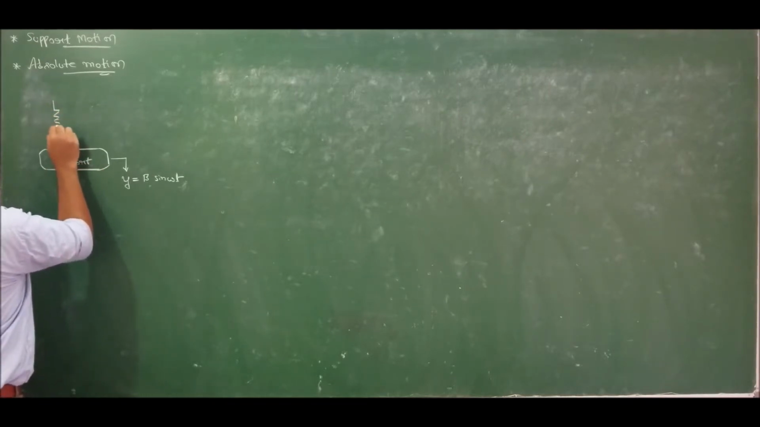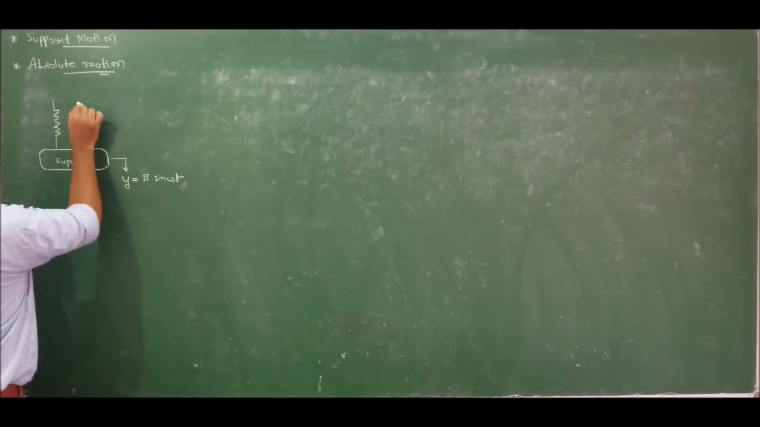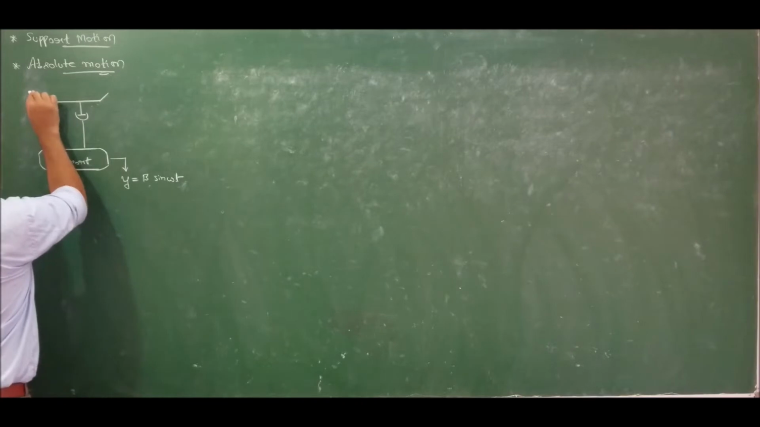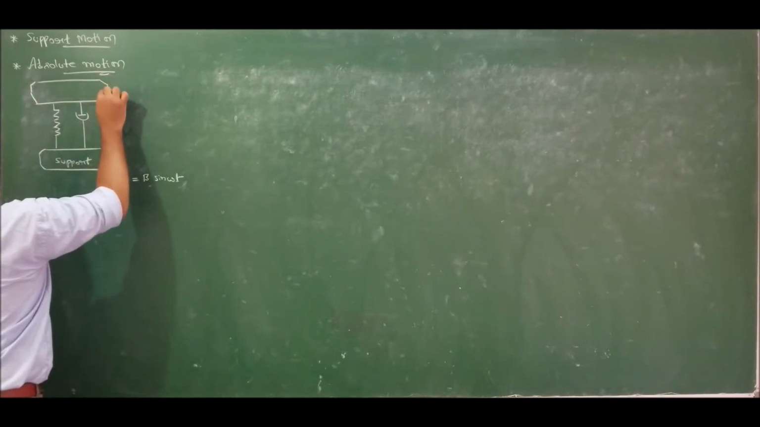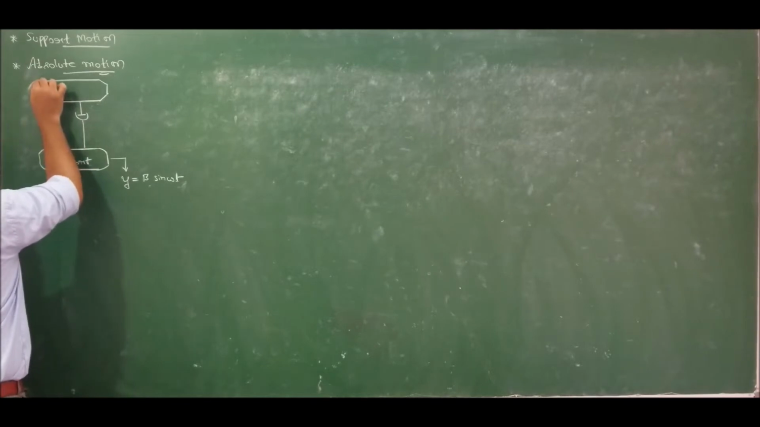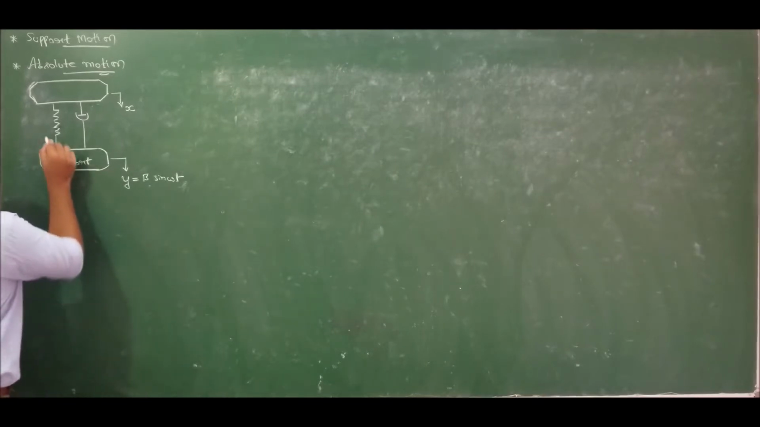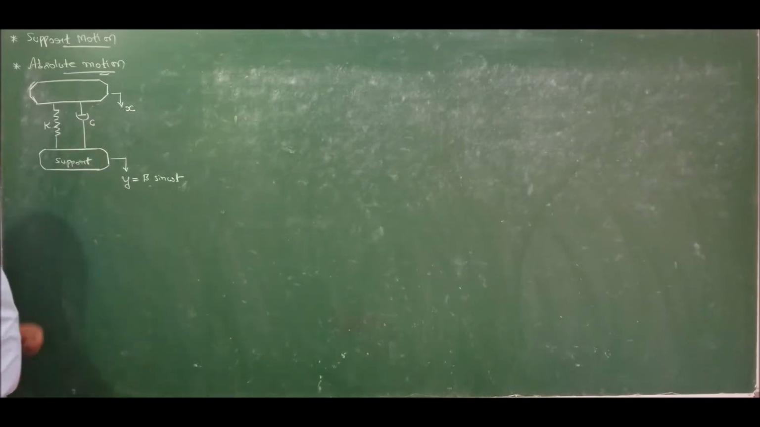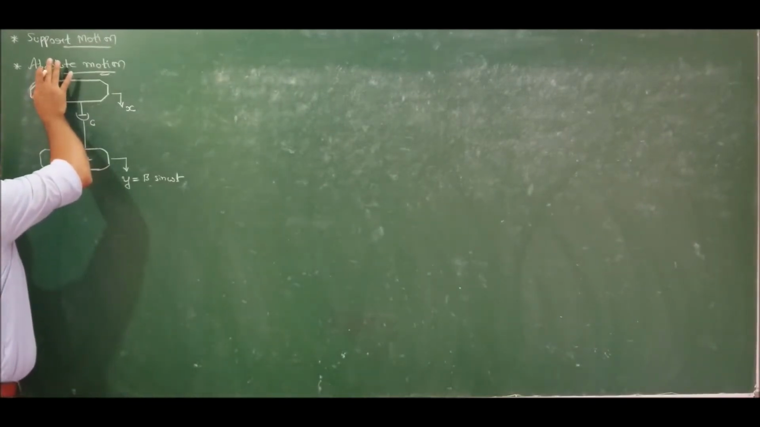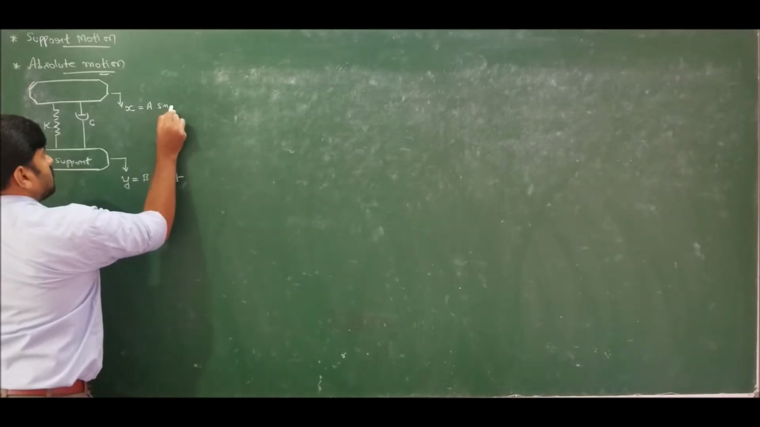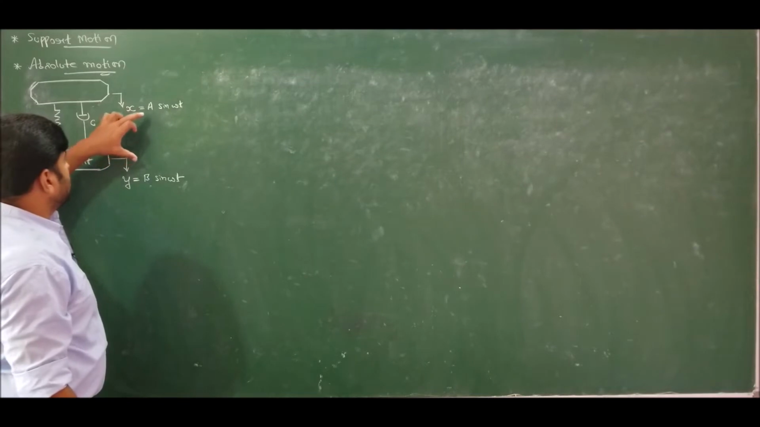Now we have the spring and we have the dashpot and we have the vibrating object, which is displaced by an amount x. We have spring stiffness k and damping coefficient c. So this is the object which is vibrating with a displacement of x, where x is given by a sin omega t. Now I am interested in determining the ratio a by b.